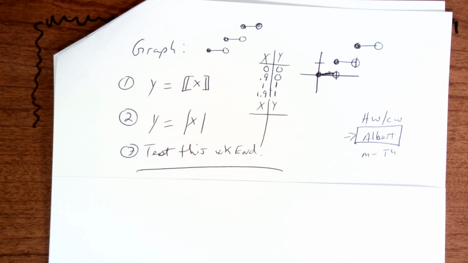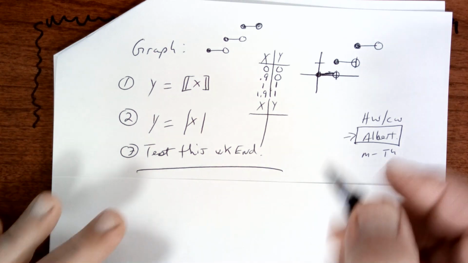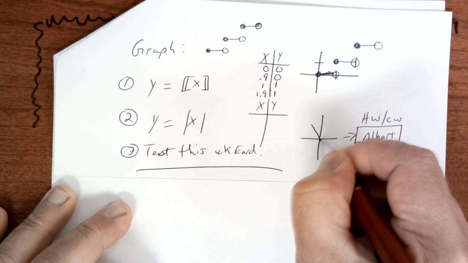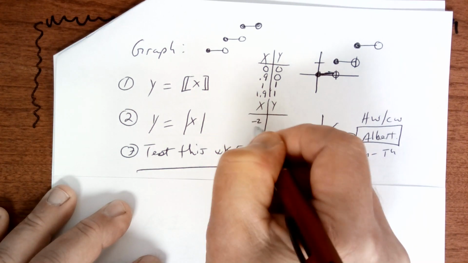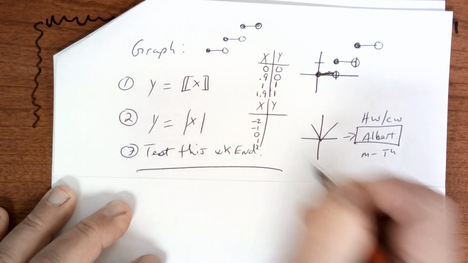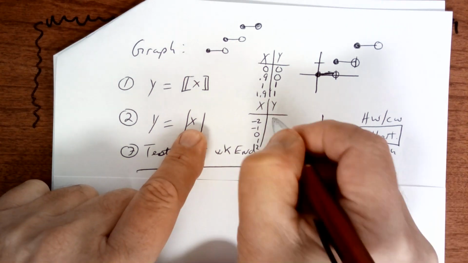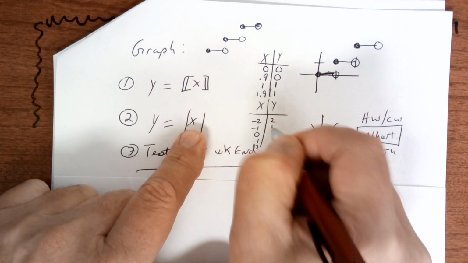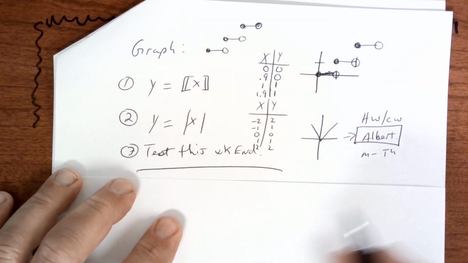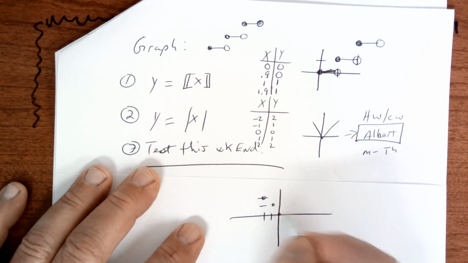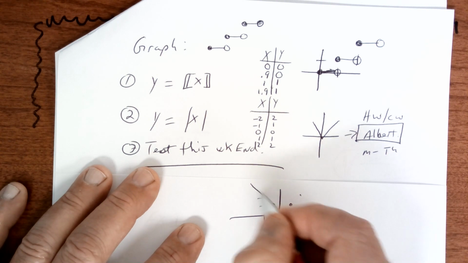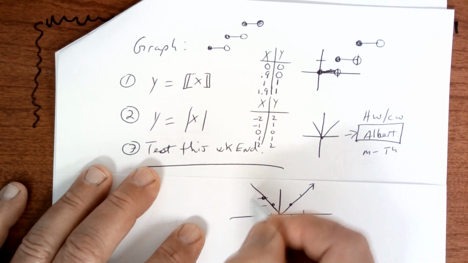All right, this one right here is absolute value. You know the absolute value looks like a V. So we're going to put some points in here. Let's do -2, -1, 0, 1, and 2. Absolute value is always positive, so 2, 1, 0, 1, 2. Let's see how that looks. -2 up 2, -1 up 1, 0, 0, over 1 up 1, over 2 up 2. This one is a V, and it looks like that.